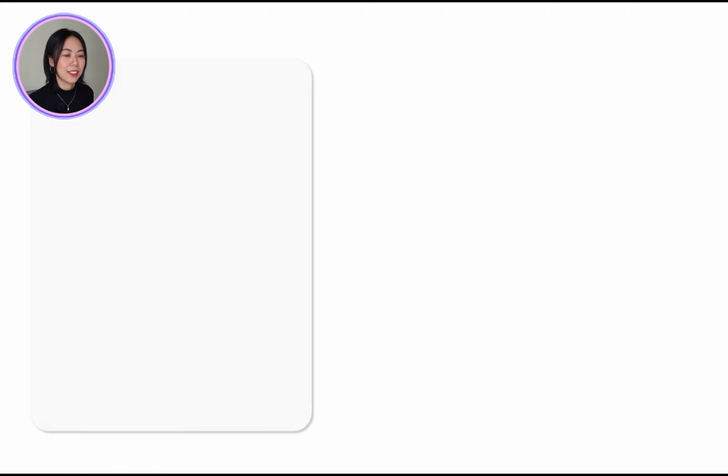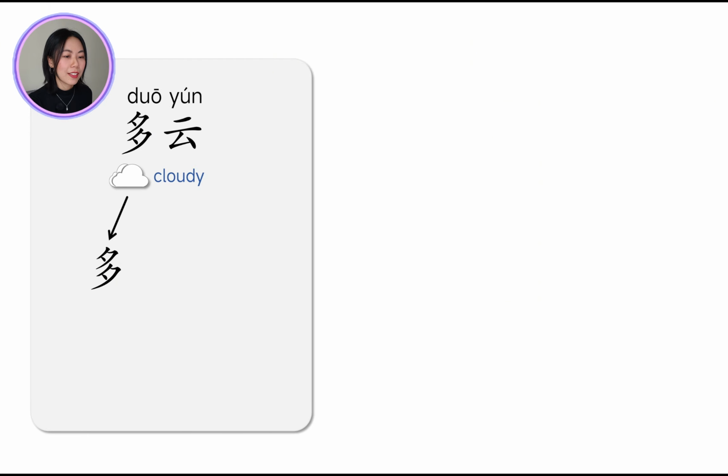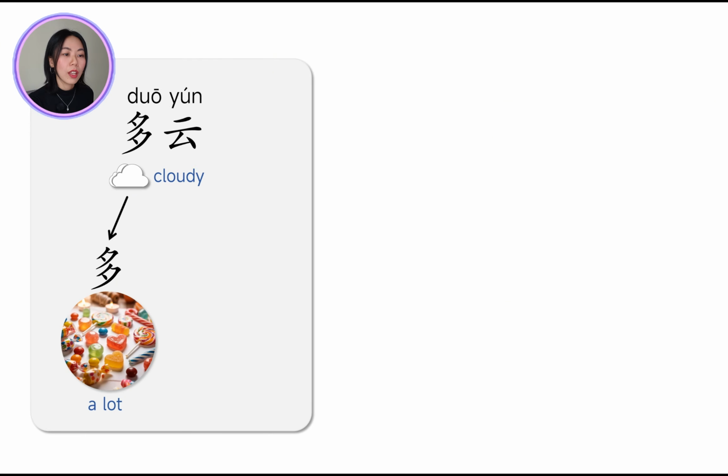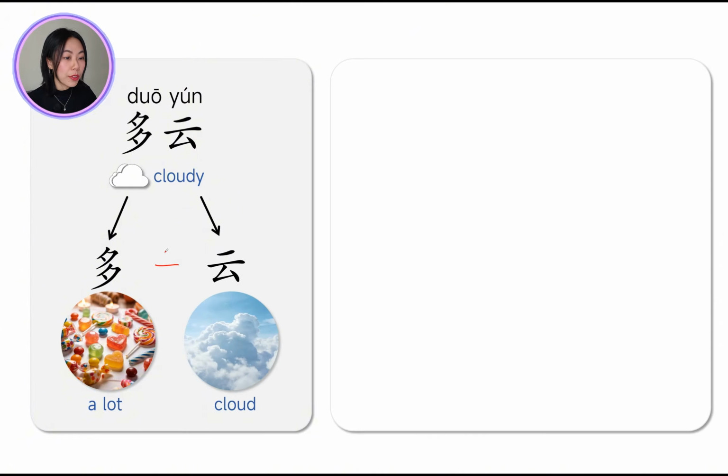下一个。多云 means cloudy. The 多 means a lot. 云 is cloud. So 多云 together, it's a lot of cloud. So that would be cloudy. Let's try to write it in the 田字格。The 多 is a top-bottom structure, and the top part is slightly smaller, and the bottom part is slightly bigger. Let's try.